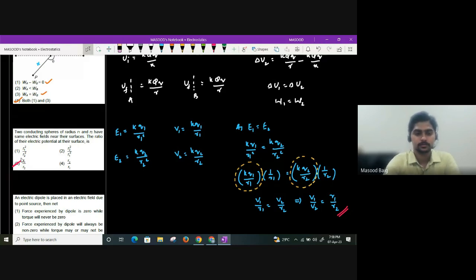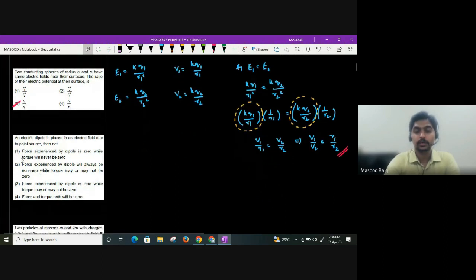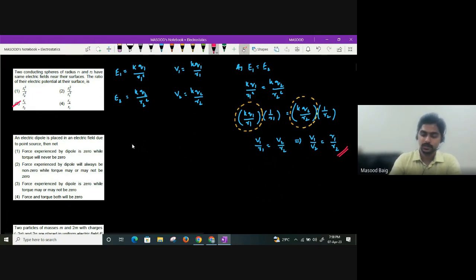Next: an electric dipole is placed in an electric field due to a point source. What is the electric field due to a point source, guys? Yesterday we have seen again. If I take a point charge and I am interested in finding electric field at point P, it is at a distance, let us consider some r, from the given charge.